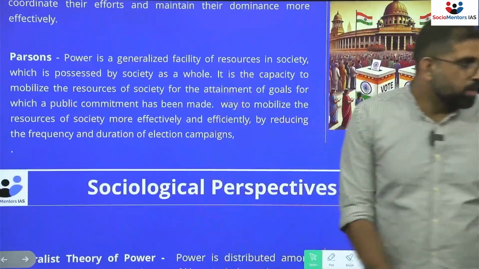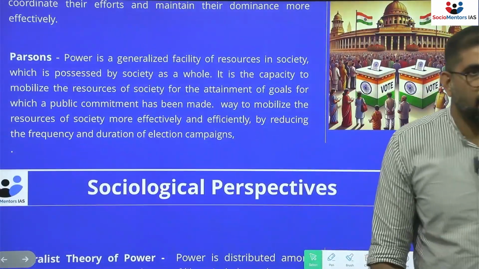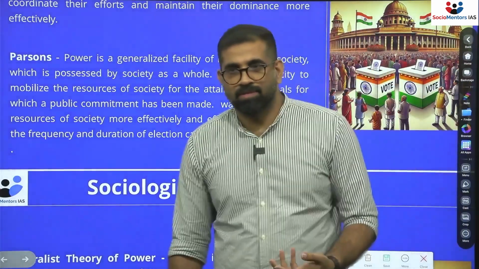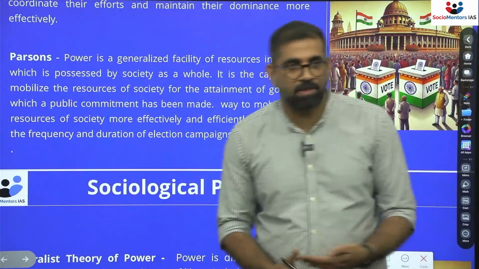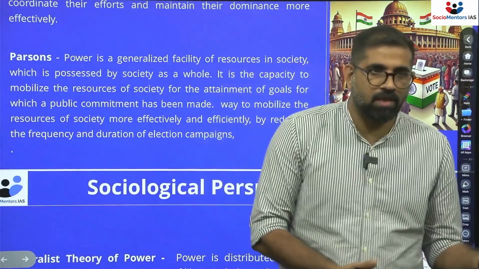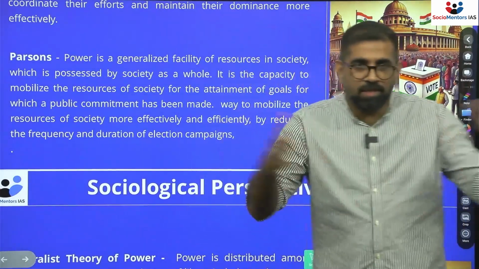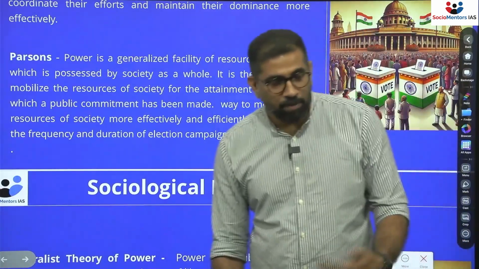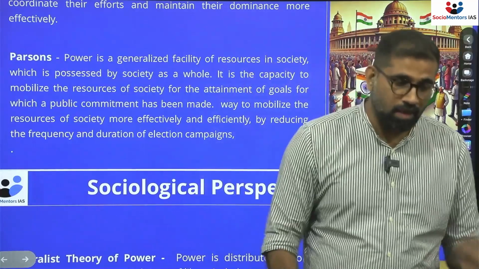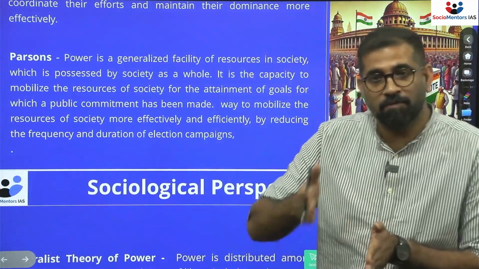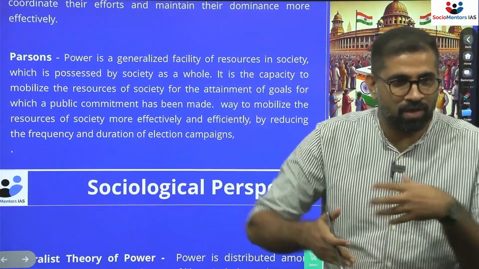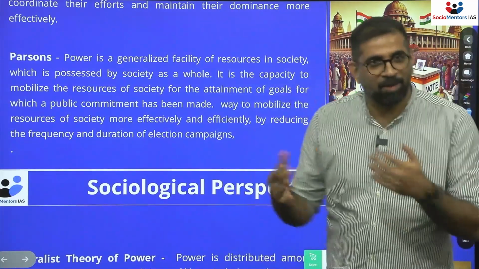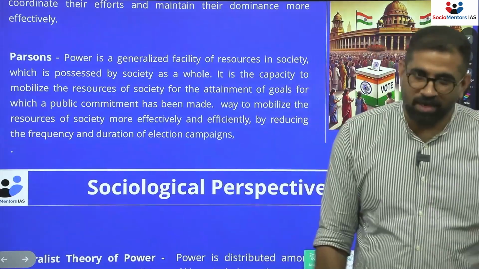Now, the third aspect is regarding Parsons' view. What are Parsons' views on power? The variable sum concept, where Parsons believes that power is not a limited facility, instead it is a generalized facility, meaning the entire society holds power. In that perspective, how can we consider simultaneous elections? You also have to consider that Parsons is a functionalist, so he will not be criticizing simultaneous elections. Instead, he will be supportive of simultaneous elections.